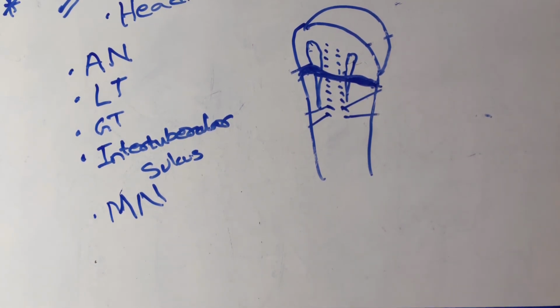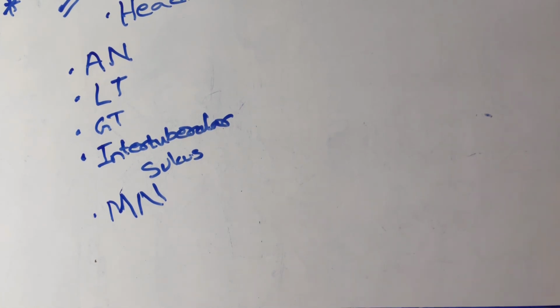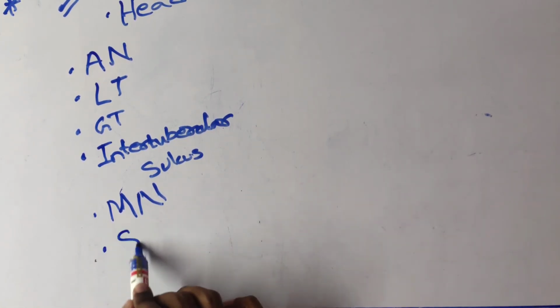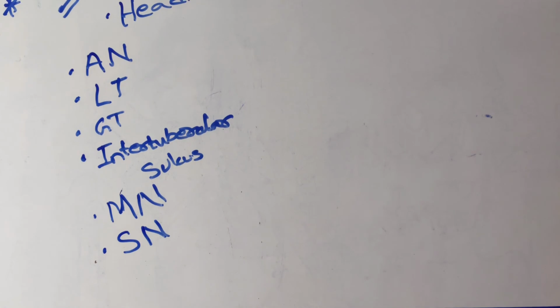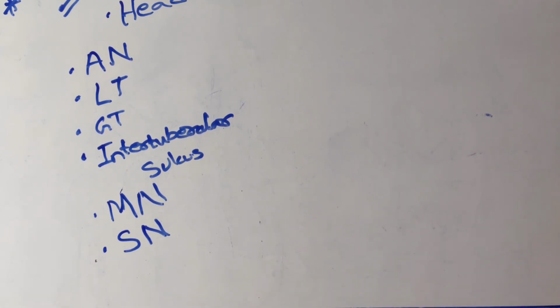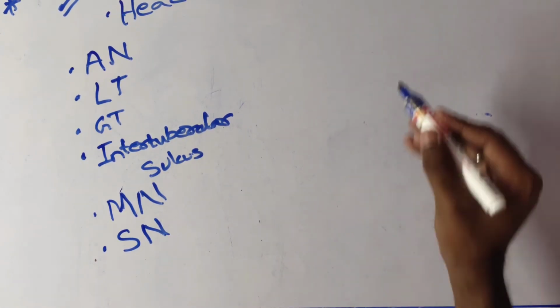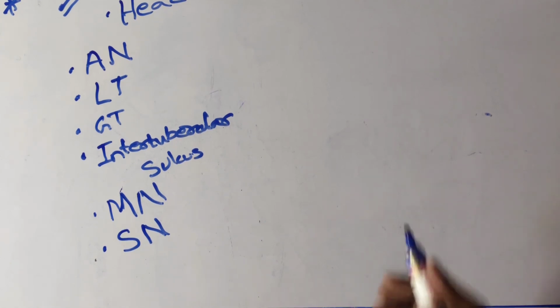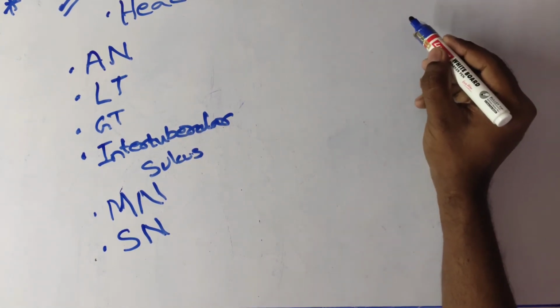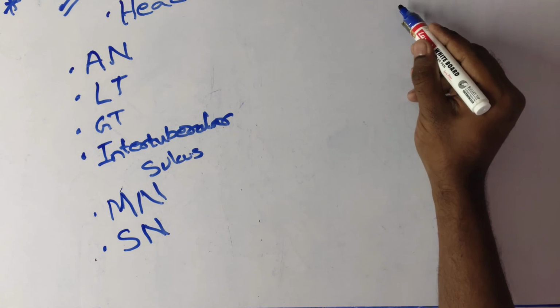Next, we will wipe the diagram. This is anterior view. Till now we studied anterior view. Next, surgical neck, we denote it as SN. This surgical neck we can see clearly in the posterior view.